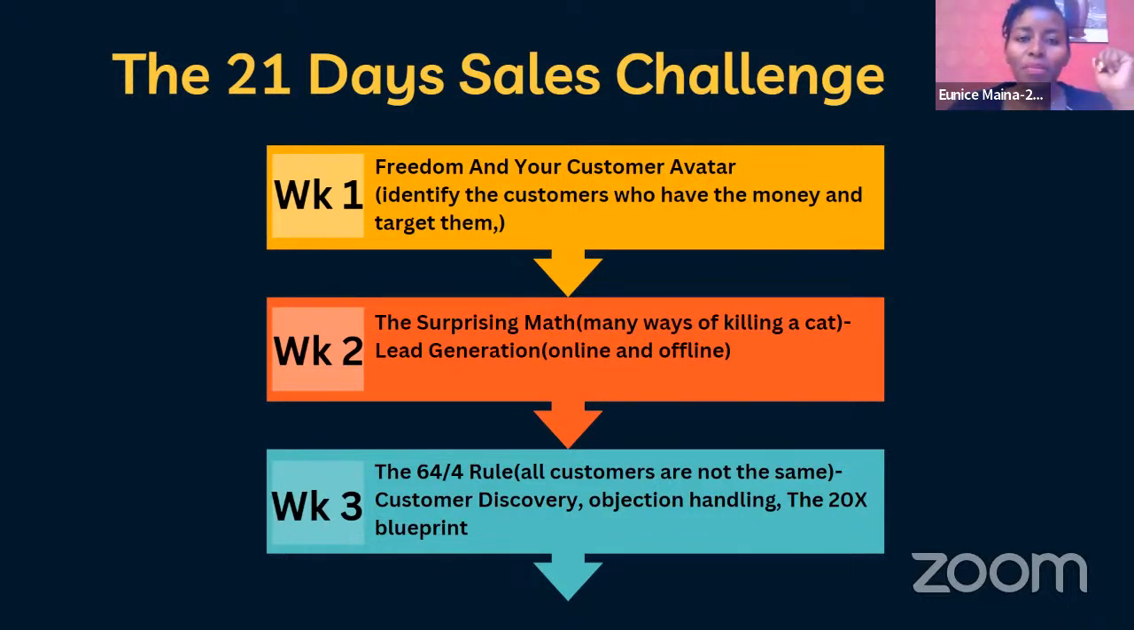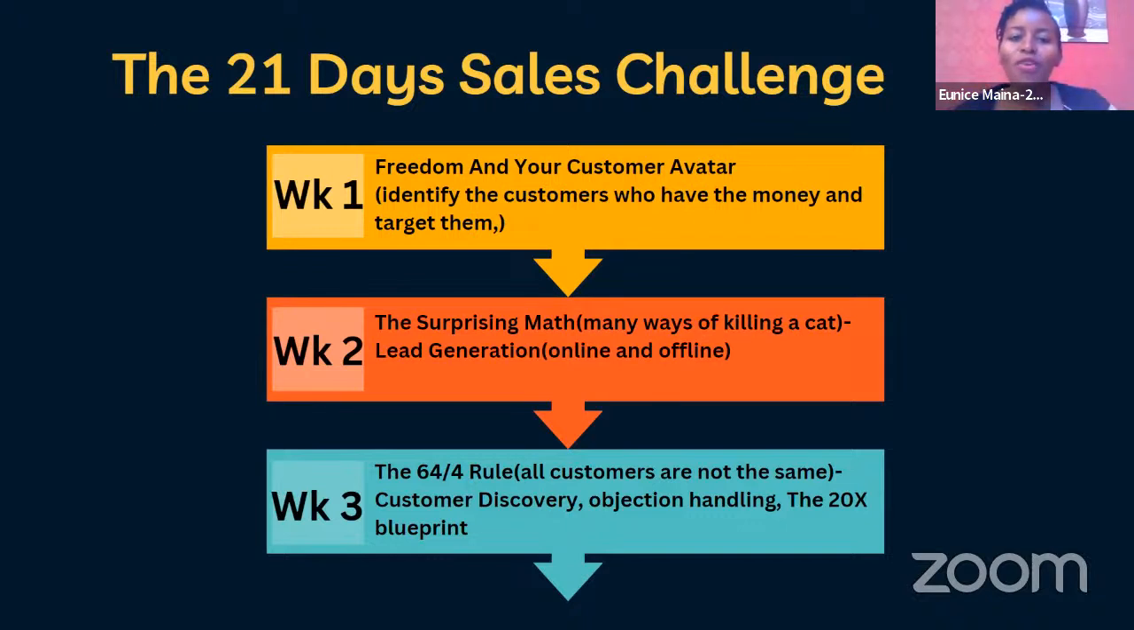The first program that we have is the 21 Days Sales Challenge. Why 21 days? Because the psychologists say it takes 21 days to start changing a habit. In 21 days, we want to transform that salesperson from who they are to adopting the habits, behaviors and disciplines that are required to become a super salesperson.